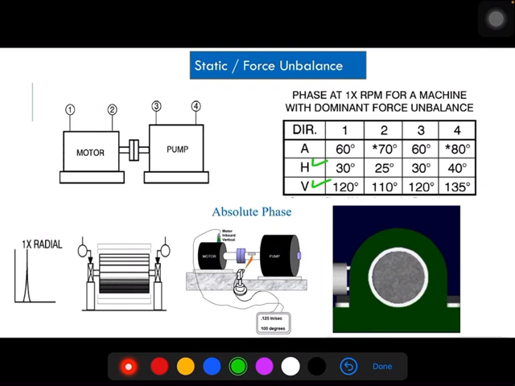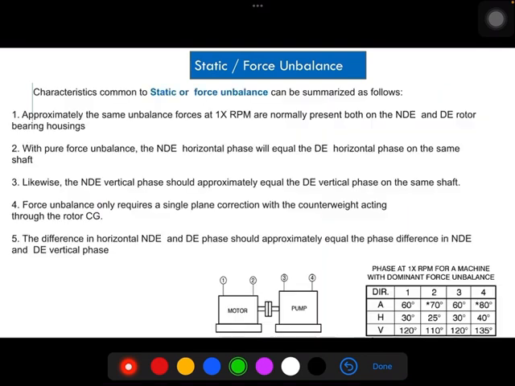I will summarize in this slide here. First point is, in case of static or force unbalance, the maximum force is 1x RPM, and it is present in both DE and NDE bearings. And with this pure force unbalance, NDE horizontal phase is equal to DE horizontal phase, 30 degrees or 25 degrees, both are similar here, close to each other. Likewise, NDE vertical phase should be approximately equal to DE vertical phase. In this case, vertical here 120 degrees, 110 degrees, they are near to each other.